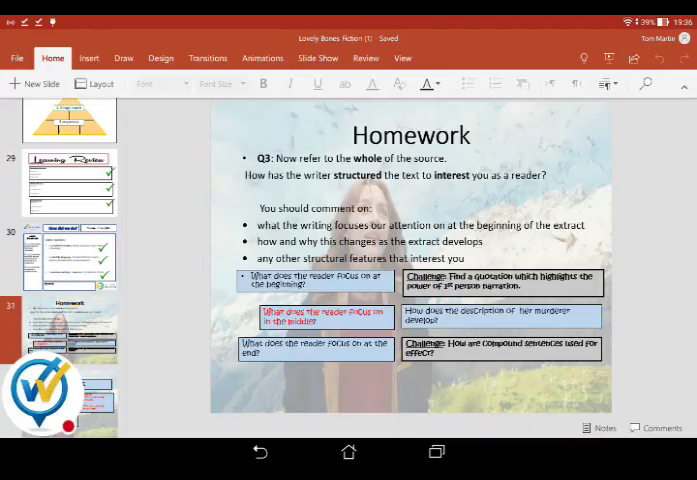So it says, what does the writer focus our attention on at the beginning of an extract? So in that first paper one on the 5th of June, on that Tuesday morning, you're only going to get one piece of text to read. And I know all of you can look at what do they focus on at the beginning. Is it on the character? Is it on the environment? Is it a good description of the environment? Okay. Or how and why does it change as the extract develops? So think about the middle. How does it move? Is it dialogue? And then any other structural features.